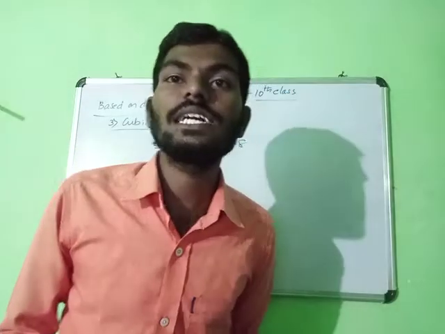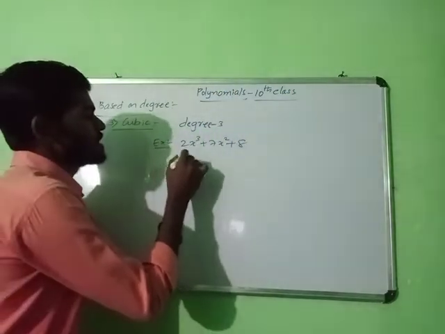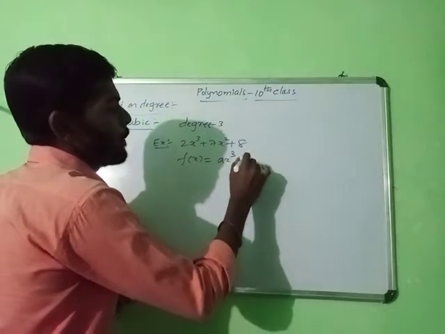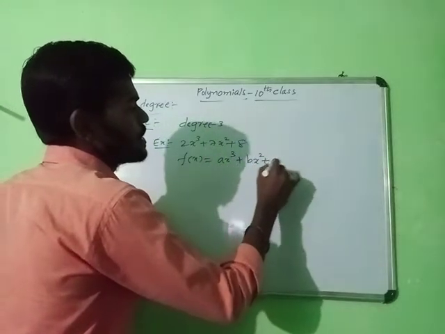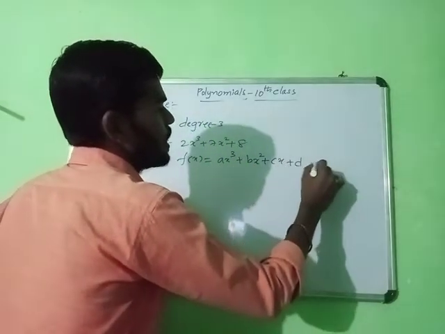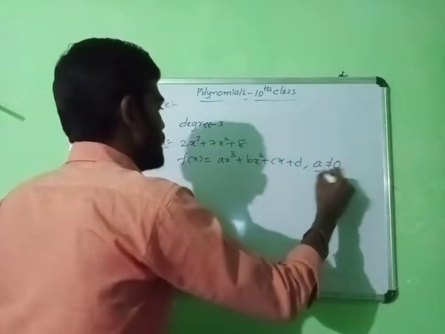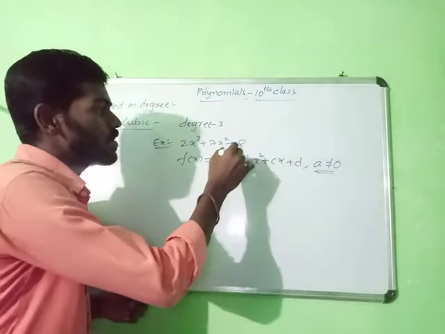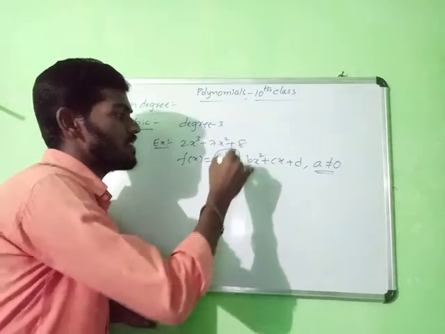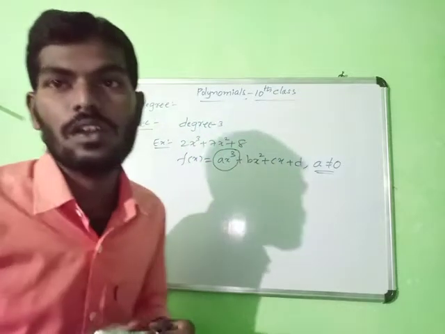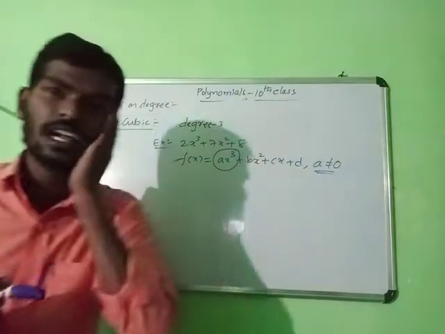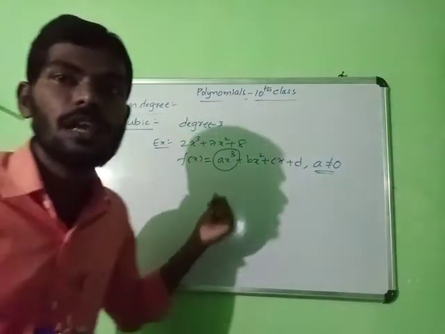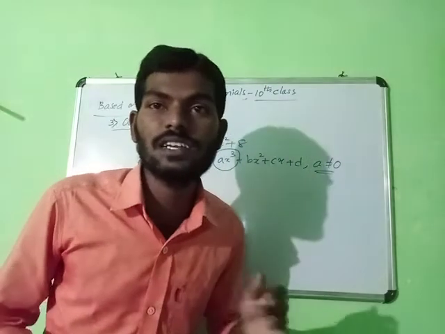And the next one, the general form, is given by f of x is equal to ax cube plus bx square plus cx plus d, comma a is not equal to 0. Here also, what is the condition? a is not equal to 0. Why? Because if a equals 0, this term disappears, then it will become a quadratic polynomial. So a is not equal to 0 is the condition of the cubic polynomial.